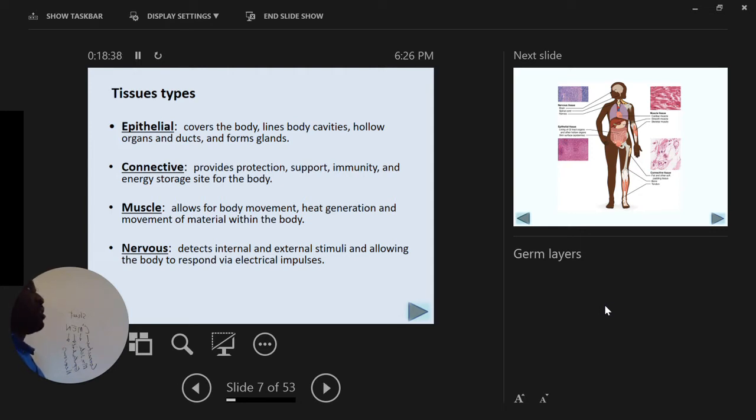Now, muscles, I'll be talking about that: body movement, its generation, movement of material. Then nervous.